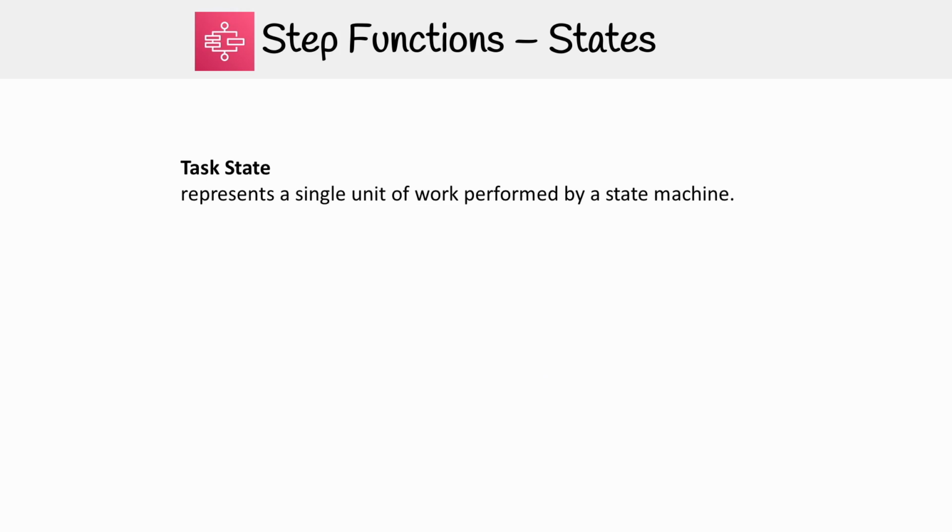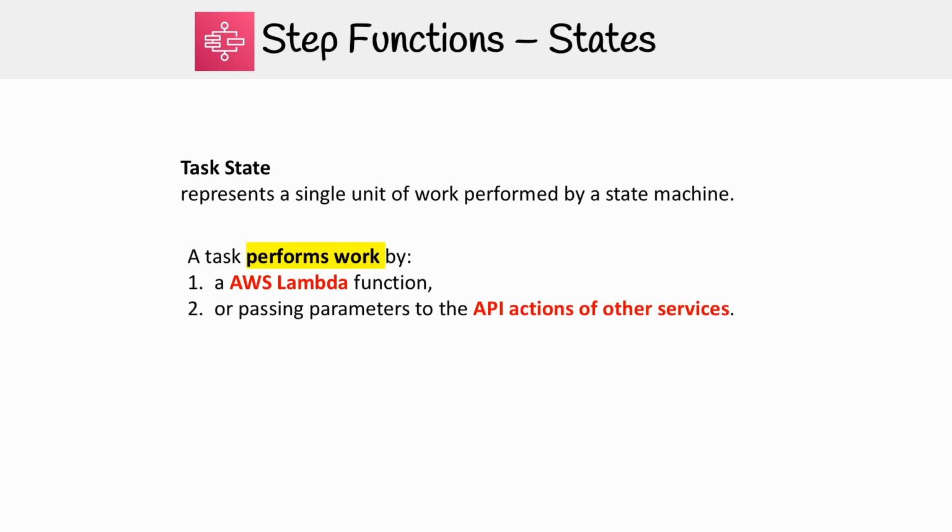So now we're going to take a look at a task state. And this is the most important state for step functions because it's everything that does the work. So for this, there are three types of task states. You have one where it can be performed by a Lambda function. You have the case where you can pass parameters to API actions to services that are supported with step functions, or you can use something which they call an activity. And we'll drill down into all three, starting with Lambda functions first.